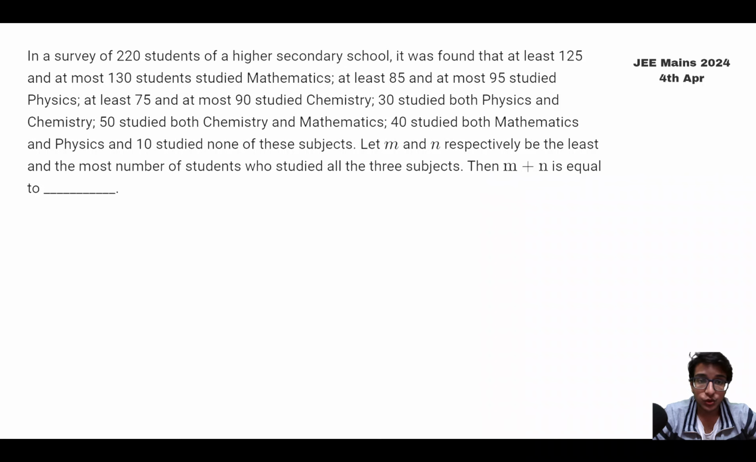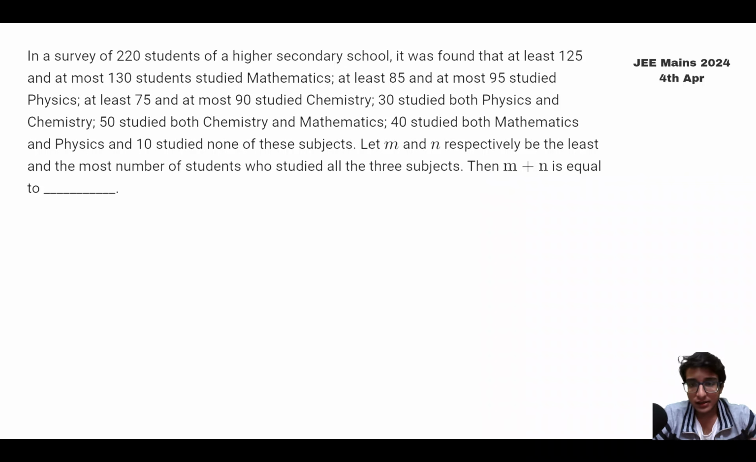most 130 students studied mathematics, and at least 85 and at most 95 studied physics, at least 75 and at most 90 studied chemistry, 30 studied both physics and chemistry, 50 studied both chemistry and maths, 40 studied both maths and physics, and 10 studied none of these subjects.